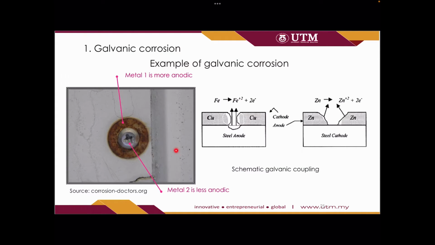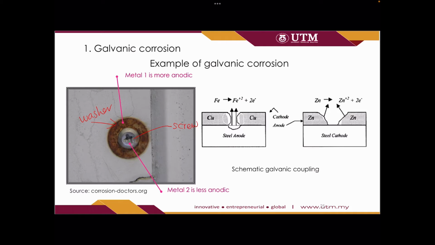So let's say we have this example. We have two different metals. Let's say this one is painted, so it is protected. It will be inert because it has been covered by a coating. And then we have this metal washer, we call it a washer, and then we have this screw. The screw and the washer have different positions in the EMF series.